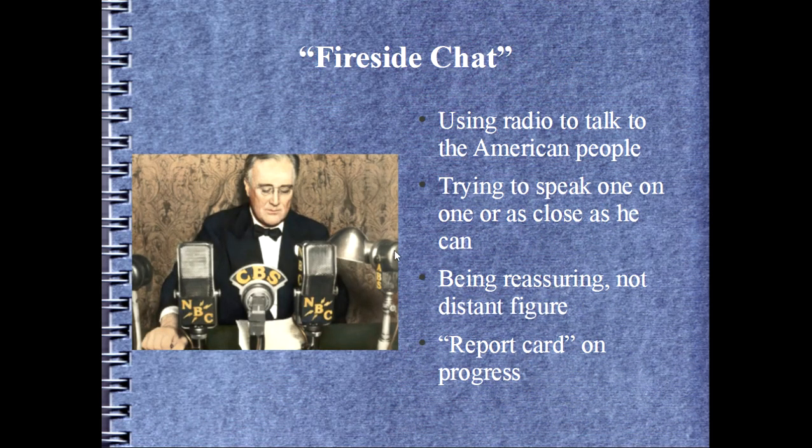He's reassuring. He's trying to talk to you one-on-one, and he would give a report card on the progress that they were making. Some things were working, some things weren't, but he's going to tell you what's going on. And you, my friend, just like everyone else, is part of the team.